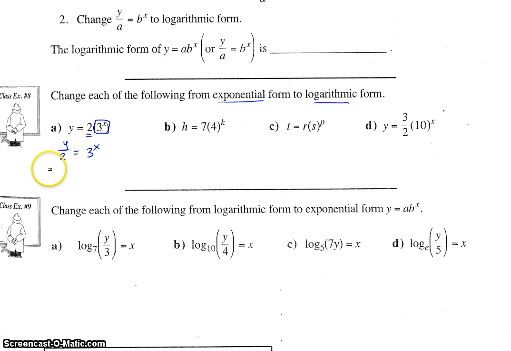Then we can log both sides, and the base we're going to choose for our log would be the same base as our power, so 3. That means that on the right-hand side now would just be x, the exponent, and we'd have log base 3 of y over 2. And that would be our final answer for that one. We probably don't need to do too many of those. Maybe we'll do D as well, and then we'll look at the next example.